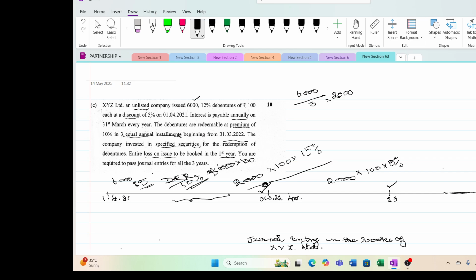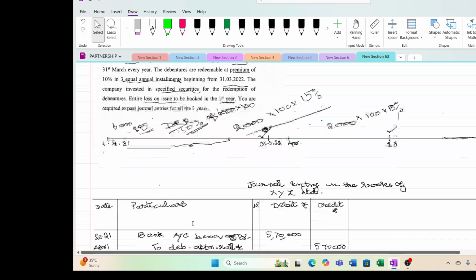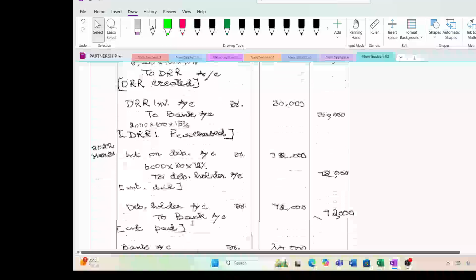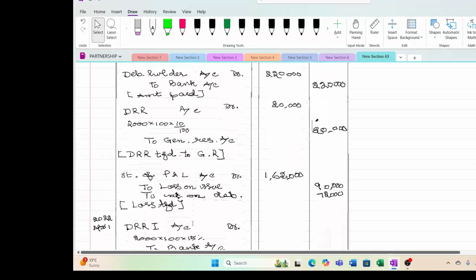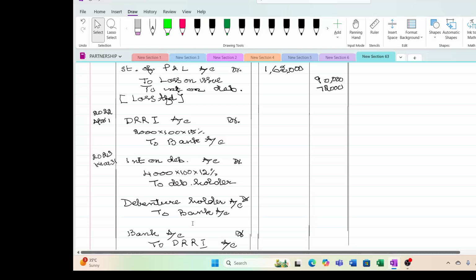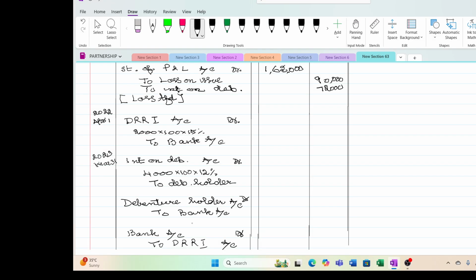Pay the interest. Then start redeeming the debentures, and then you have to transfer the DRR to general reserve account also. And whatever the interest due, you have to transfer it to statement of P&L account. So DRR investment we have to create again for 30,000 in the second year.